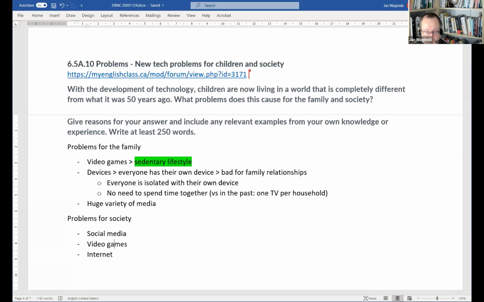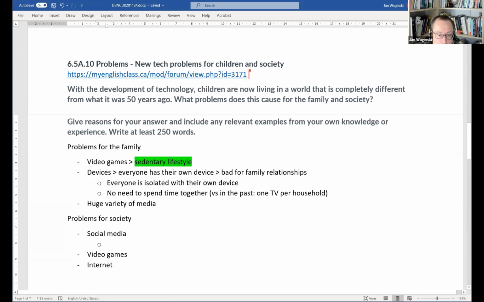I would pick one, because this topic gets huge really fast. I would just pick one of these and talk about the problems for society. Okay, so what are problems arising from social media? Facebook. Yep, but what's a problem arising from that? Because we're only interested in what problems this causes for family and society. Fake news.